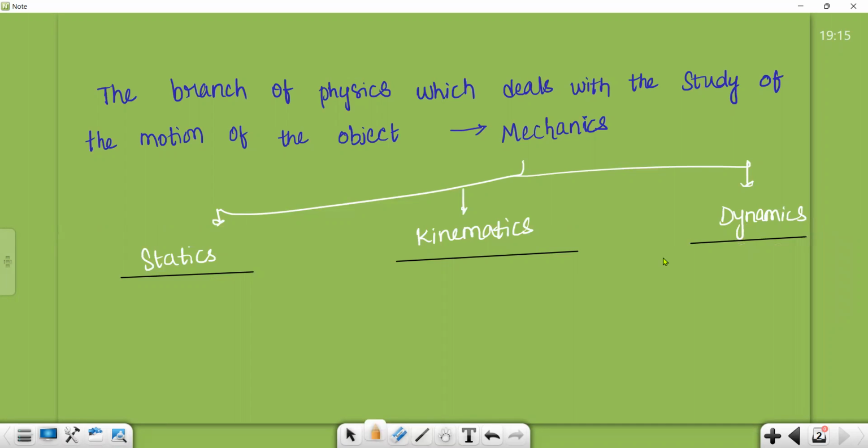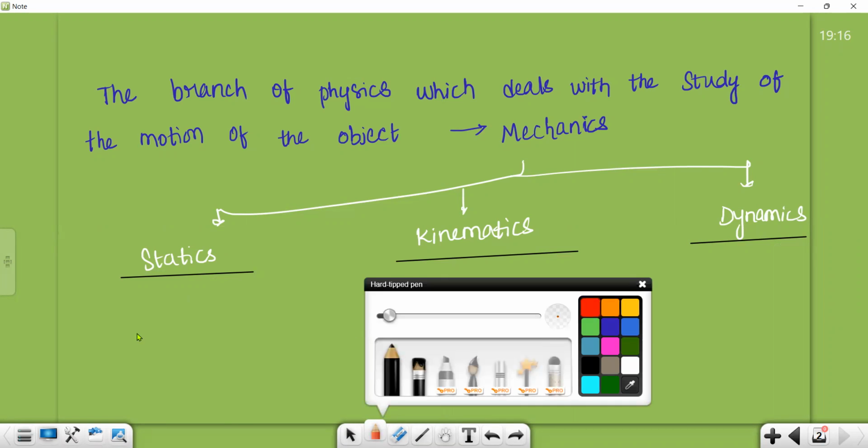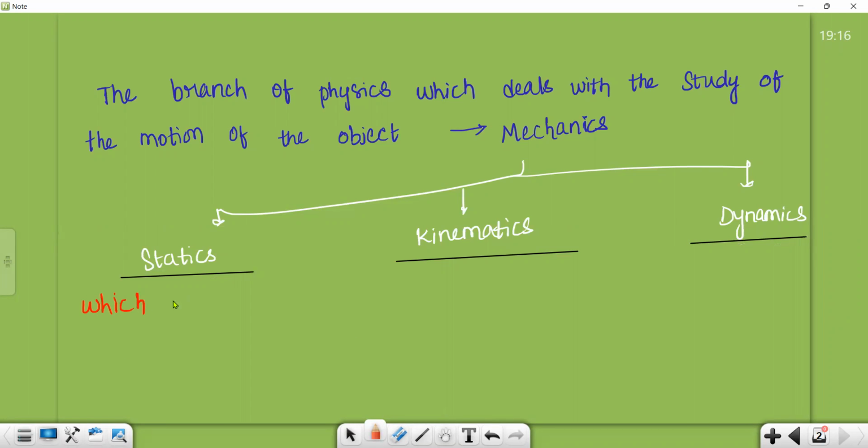Okay, so we know that the object is moving, right? So initially the object will be at rest, right? So statics is the one which deals with the study of objects at rest. It is called statics.